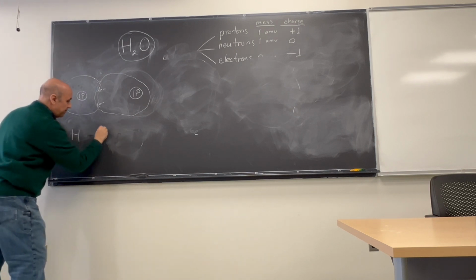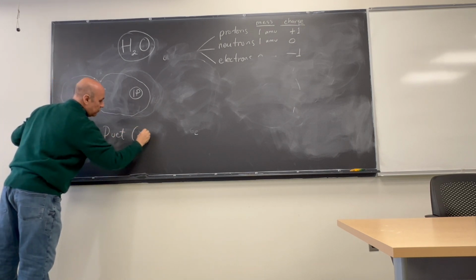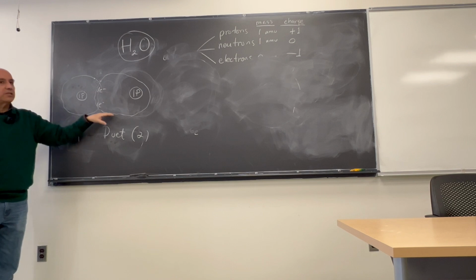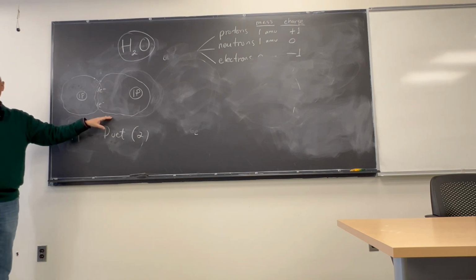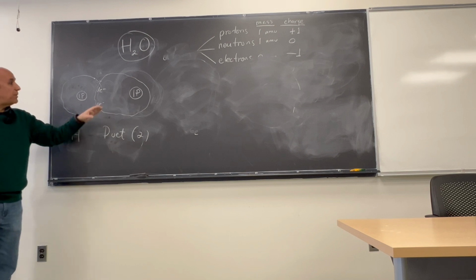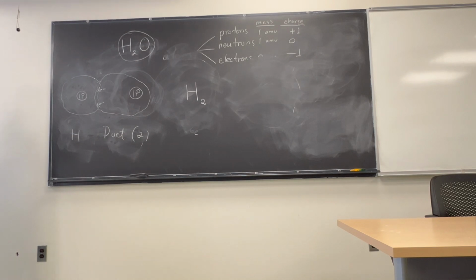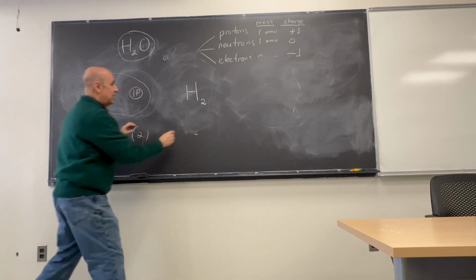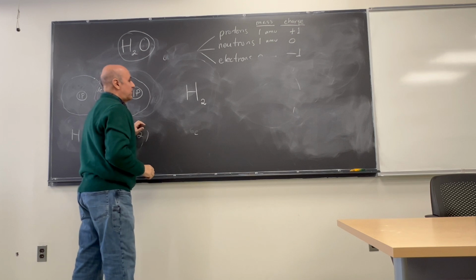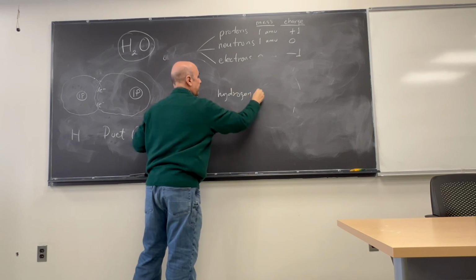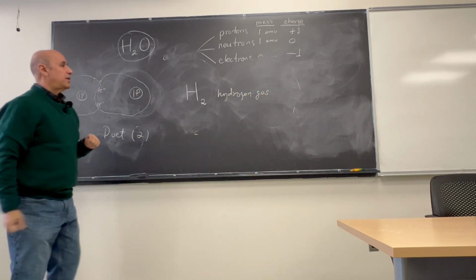This is called a duet. So two. And elements like hydrogen, there's a couple of others, but we're not going to bother. Elements like hydrogen are super happy when they have a duet, when they have two electrons around themselves. If they don't have two electrons, they're not happy. They're explosive. But once this happens, you have something called hydrogen gas. It's still kind of reactive, but it's happier than the hydrogen with only one electron. So H2 is called hydrogen gas. And it's an element that you find in the atmosphere.